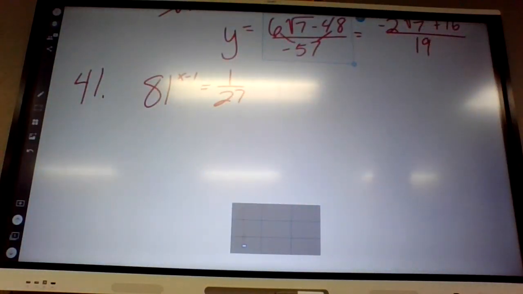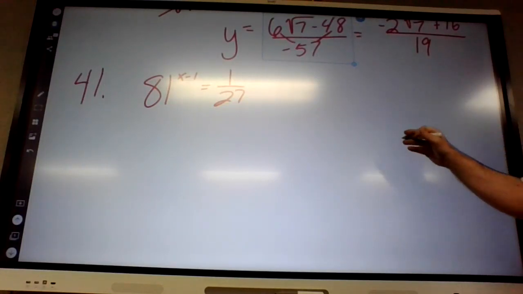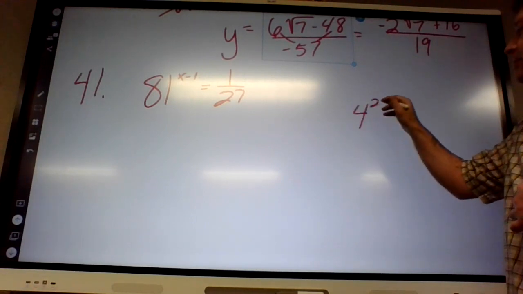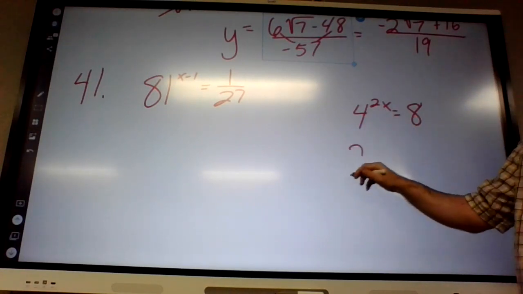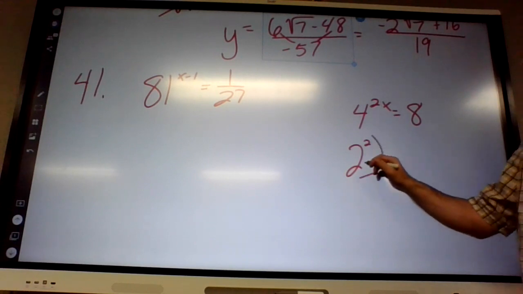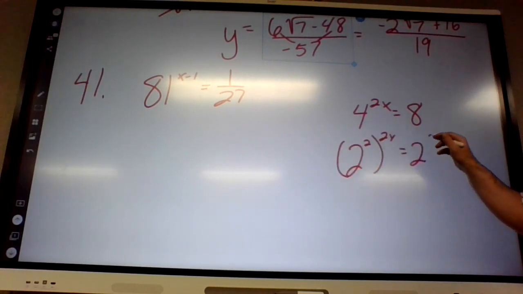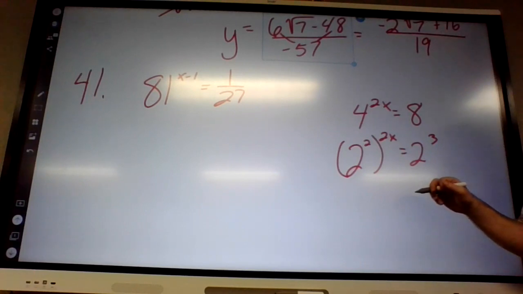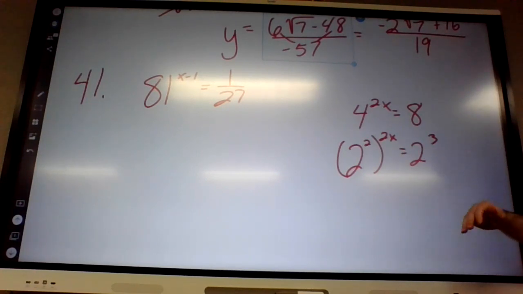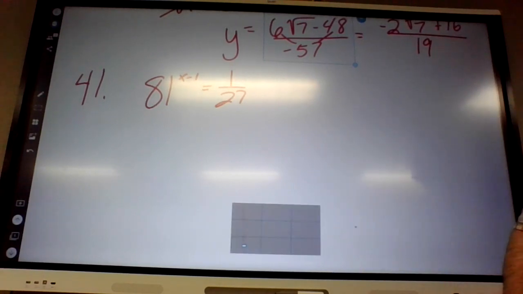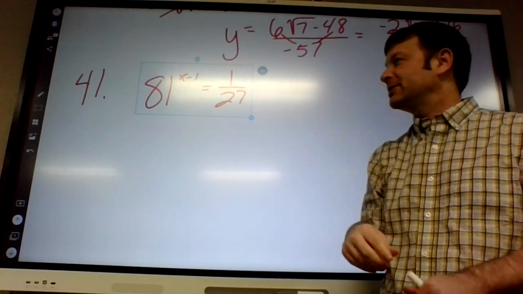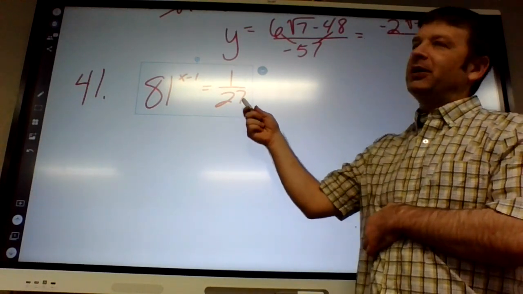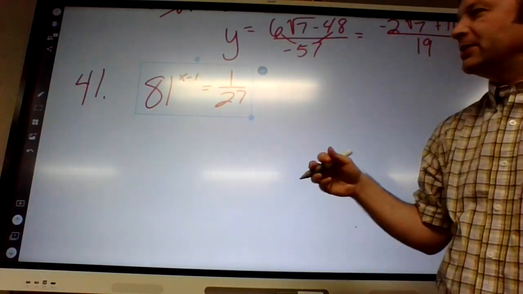Do you guys remember these problems? You change them to the same base. Usually they were a lot easier, like 4 to the 2x equals 8, and you change them to the same base. 4 and 8 can both be changed into powers of 2. Anyways, 81 and 27 both have the same base. Does anybody think they might know what it is? Is it 9? Well, 9 times 9 is not 27, so not 9. 3.